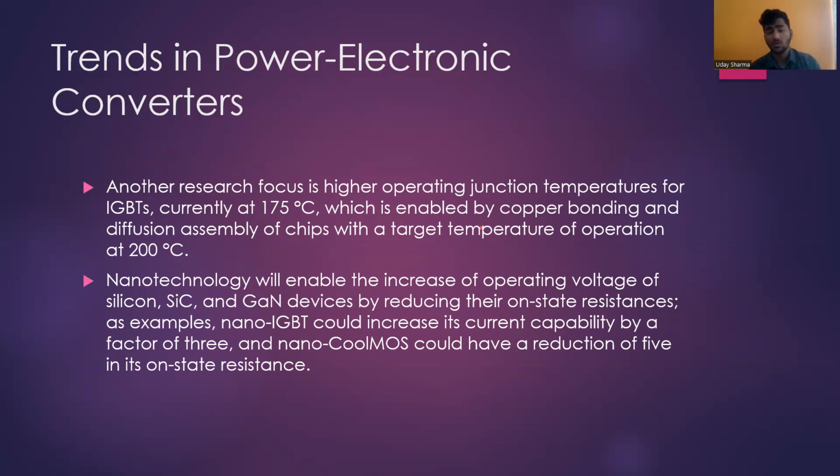Nanotechnology will enable the increase of operating voltages of silicon, silicon carbide, or gallium nitride devices by reducing their on-state resistances. As an example, nano IGBT would increase its current capability by a factor of 3, and nano CoolMOS has a reduction of 5 in its on-state resistance.